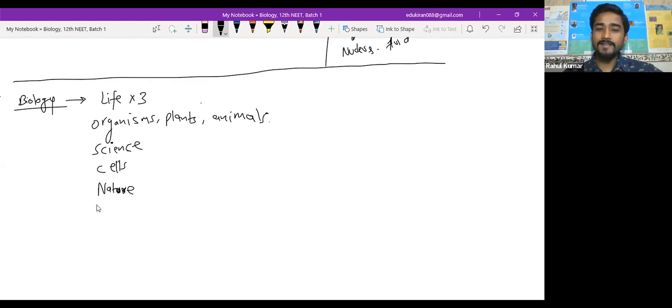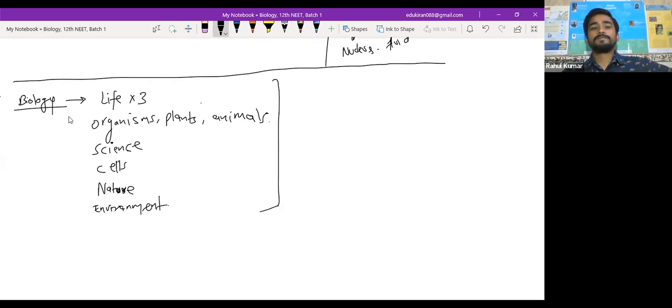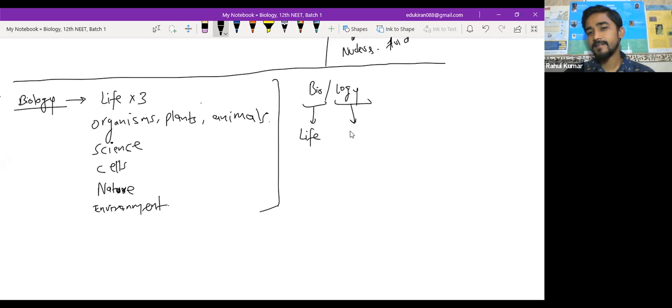Nature comes to your mind. Anything else? The environment. Perfect. Cool. So we started with life. Of course, life was the first mainstream answer of everyone because biology itself, if I divide the term bio and logy, what does bio mean? Simple. Life. And logy means study. So clearly it's the study of life.